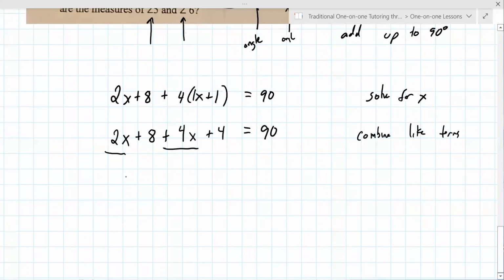Okay. Let me show you down here. 2x plus 4x. And then you put the 8 and the 4 next to each other. Okay. So why don't you try it again from here? You're going to add 2x and 4x, and then you're going to add 8 and 4. That's your hint.